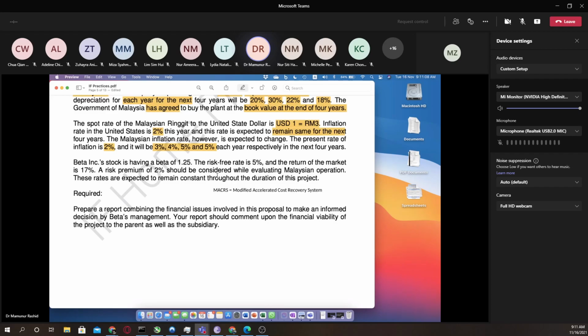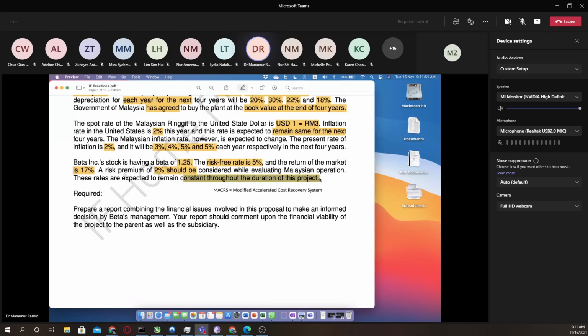Beta Incorporation stock is having a beta of 1.25. Oh, now additional information is given. So this company's stock beta is 1.25. The risk-free rate of return is 5%. KRF is 5%. The return of the market is 17%. A risk premium of 2% should be considered while evaluating Malaysian operation. So you need to adjust Malaysian operation with a 2% risk premium, meaning that Malaysian operation is risky and the value of that risk is 2% additional cost. The rates are expected to remain constant throughout the duration of the project.